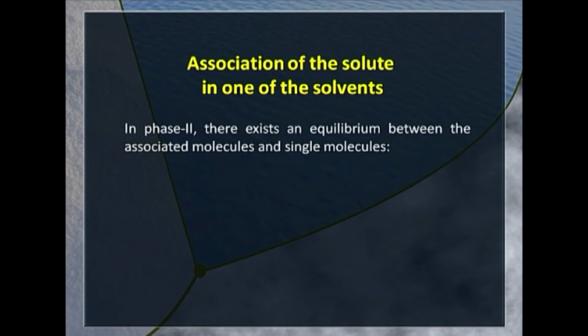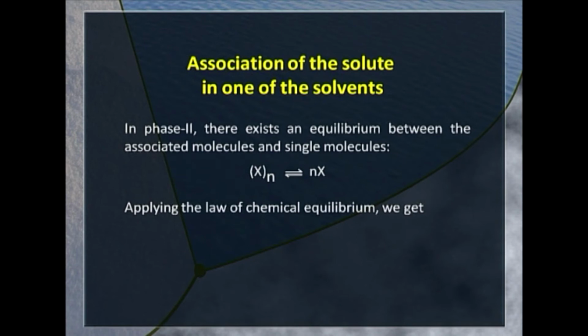So in phase 2 there exists an equilibrium between the associated molecules and single molecules, represented as Xn in equilibrium with nX. Applying the law of chemical equilibrium, we get K, the equilibrium constant, equal to concentration of X raised to n divided by concentration of Xn. That means concentration of the single molecules divided by concentration of the associated molecules in phase 2.